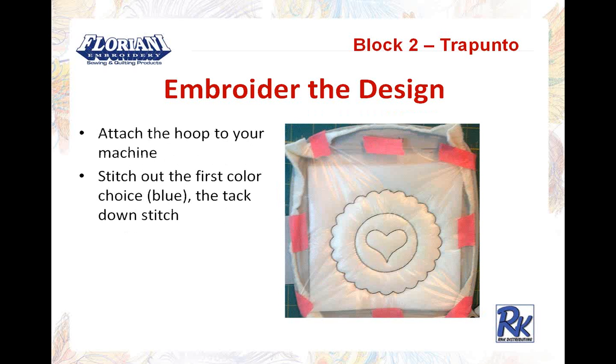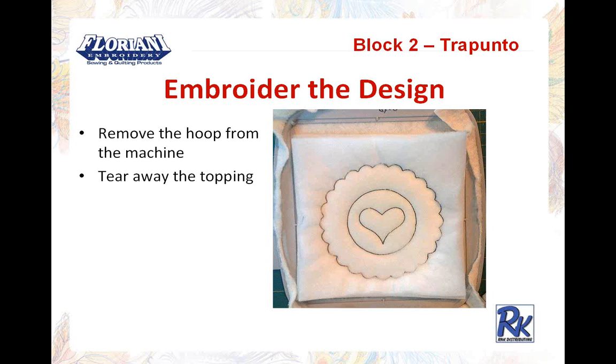Then you're going to attach the hoop to your machine, and you're going to stitch out that first color choice, which is going to be that blue color, and that's going to be that tack down stitch, and you're going to stitch out just like you see here. It's going to stitch out all the layers of the batting to the bottom batting, which we've hooped up. Then you're going to remove the hoop from the machine, and you're going to tear away all of the topping, and it's going to be looking like this when you're done.